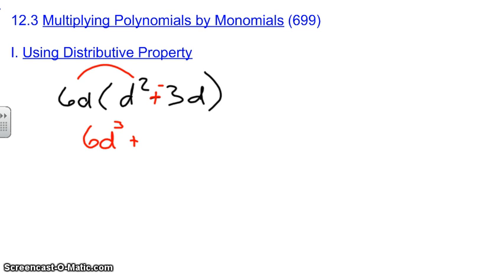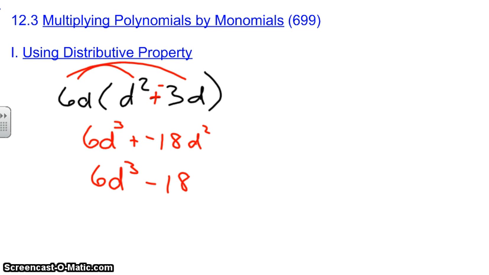Plus, we now have 6d times negative 3d. And so, let's show that. There it is. What is 6 times negative 3? Negative 18. And d times d is? d squared. There it is. So we have it written as an addition of terms. The second term is negative. So what could we do? Subtract. We can say 6d cubed minus 18d squared. There is less writing, so that is simplest form. Is that all? Okay, that's it.